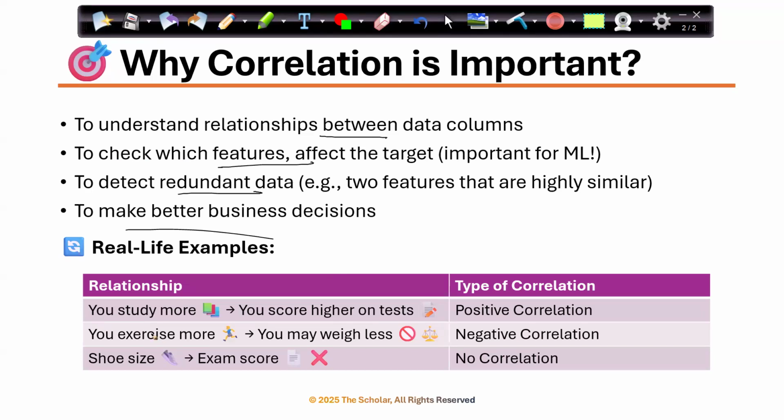So the real-time example is, when you study more, you get a high score on the test. It's a positive correlation, as we discussed earlier as well. When you exercise more, you lose weight. Exercise is more, weight is losing. So it's a negative relationship. And take your shoe size and exam score, right? If your shoe size is bigger, that's no guarantee that you will get a good exam score. So in that case, there is no correlation, right?